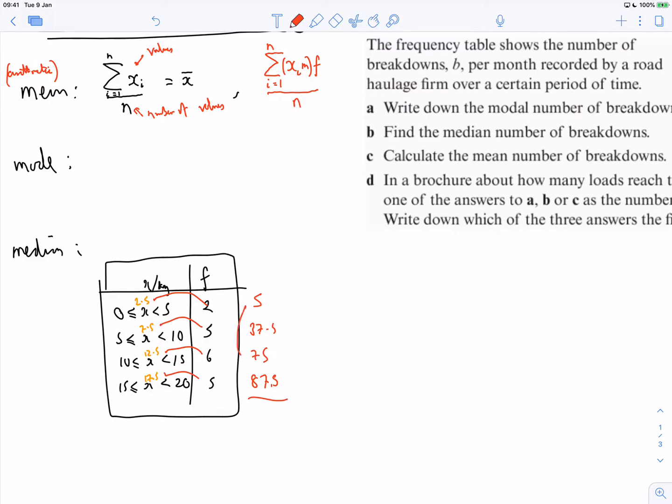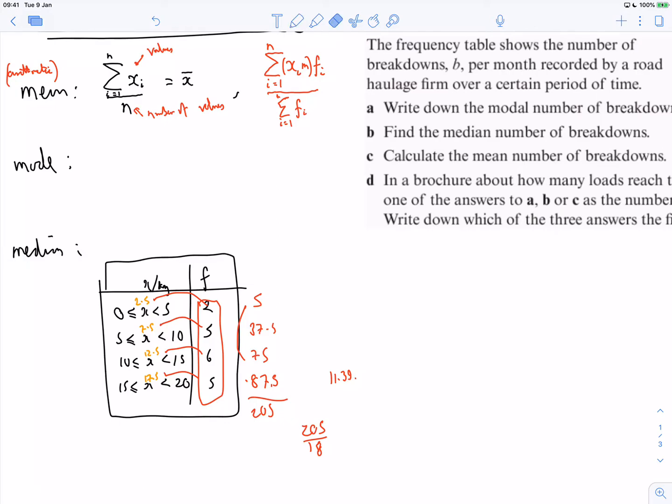That's 42.5, 117.5, 205, and I'll divide 205 in this case by the sum of the frequencies. So it's not n, it's the sum of the frequencies. So 2 plus 5 plus 6 plus 5, that's 18. So 205 over 18 is approximately 11.39 to 2 decimal places. So the mean for this is approximately 11.39 to 2 decimal places.